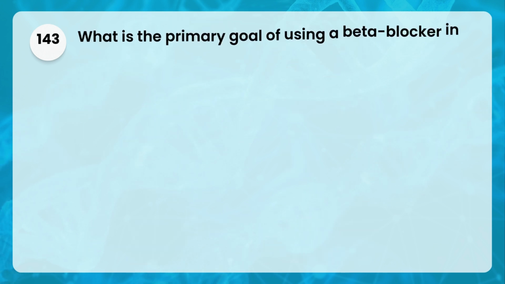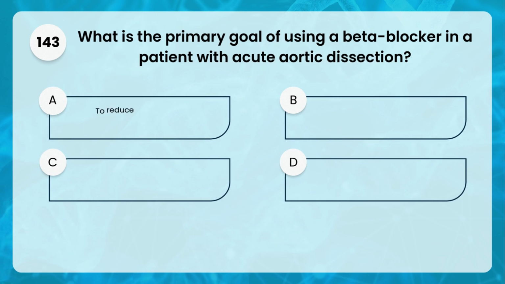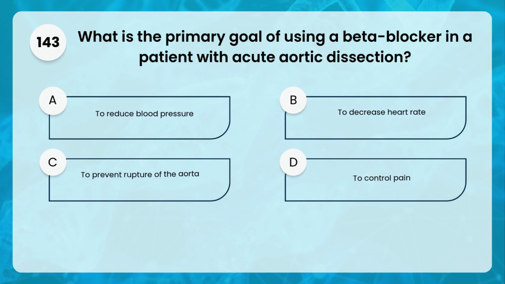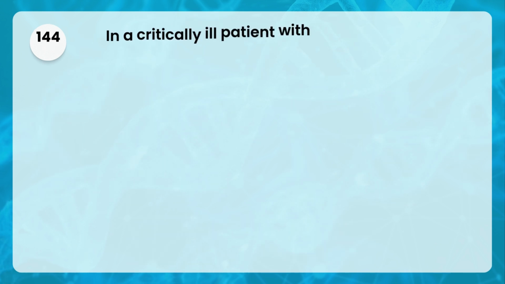Number 143. What is the primary goal of using a beta blocker in a patient with acute aortic dissection? A. To reduce blood pressure. B. To decrease heart rate. C. To prevent rupture of the aorta. D. To control pain. The answer is B. To decrease heart rate.